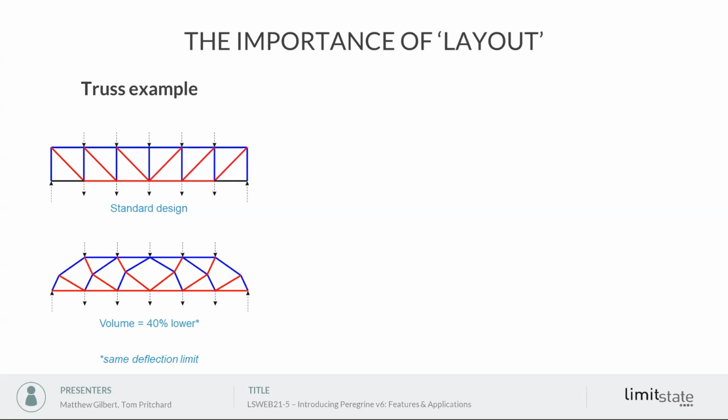Just got a truss example on screen now. I've got a standard Pratt truss design at the top, and then we've got an optimized design below. And actually, the optimized design consumes 40% less material than the more traditional truss above for the same deflection limit. So, you know, almost 50% reduction in material just by changing the geometry.